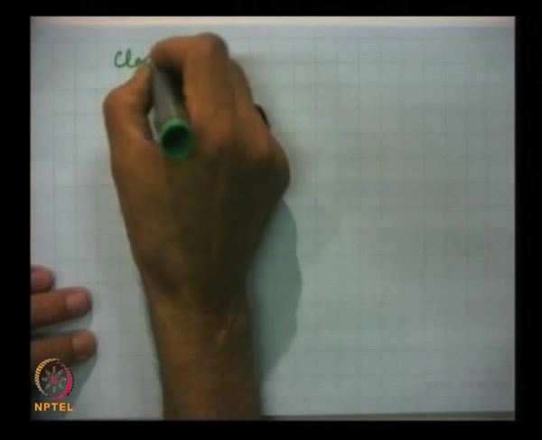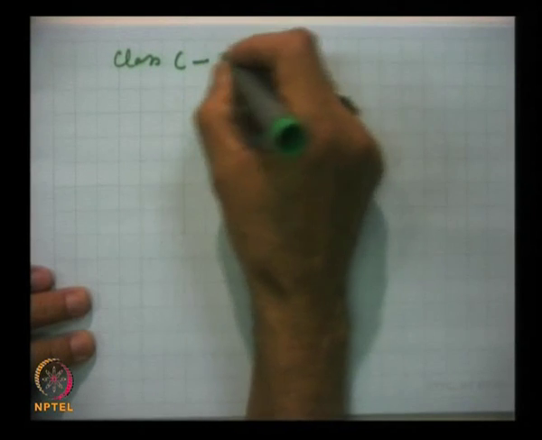The next power amplifier after A, B and AB is the class C power amplifier.